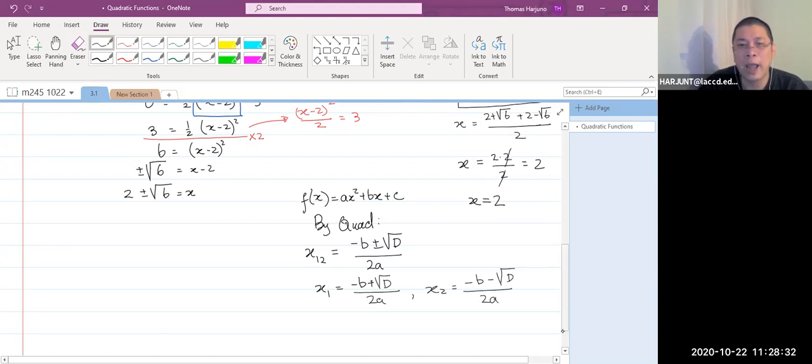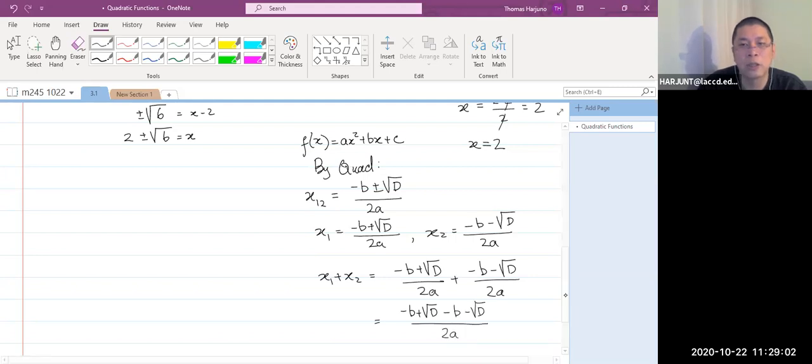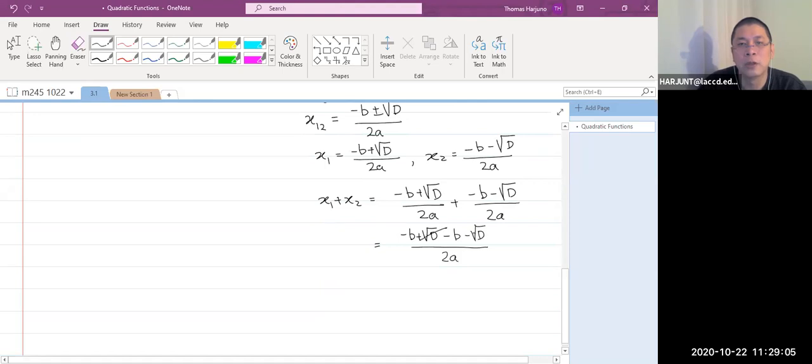When I add them, you see negative b plus square root of d over 2a, plus negative b minus square root of d over 2a. Do you notice that the square root of d cancels? If I add the zeros, I end up with negative 2b over 2a.